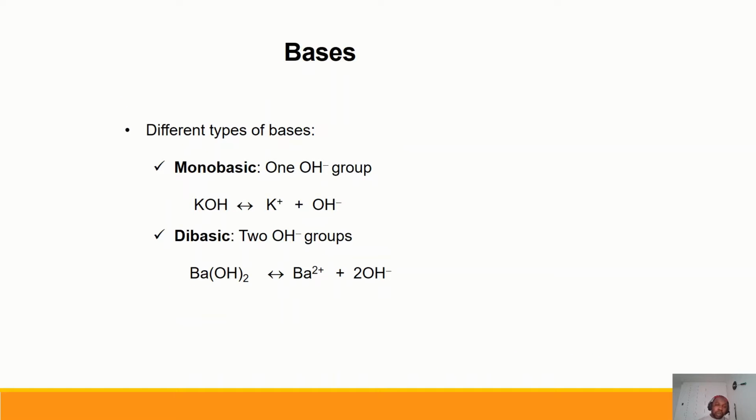For bases also it's the same. So we have monobasic, the one that can give OH group, just one OH group. We have dibasic, the one that can give two. As you can see, the barium oxide is going to give two OH minus.